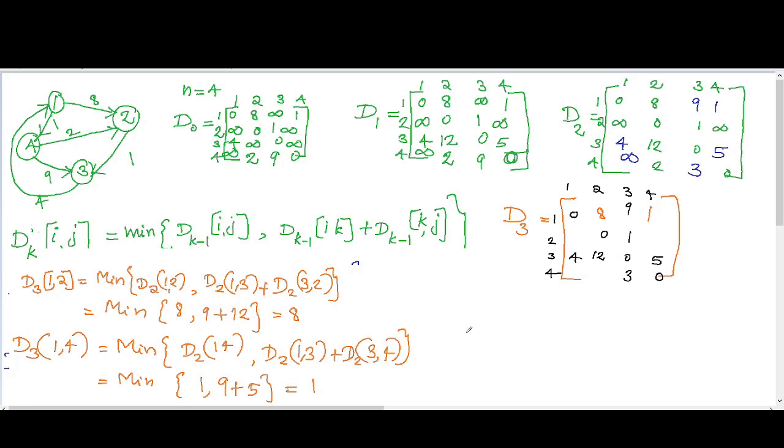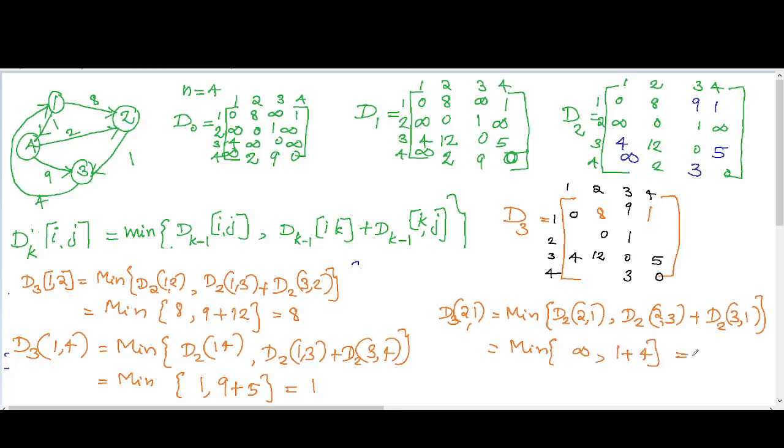Next we have to find D3 of 2, 1. So what is the formula? The minimum of D2 of 2, 1, comma D2 of 2, 3. Here we are using 3 as the intermediate, plus D2 of 3, 1. So that is equal to the minimum of infinity and 1 plus 4. So the answer is 5. So here you can write 5.